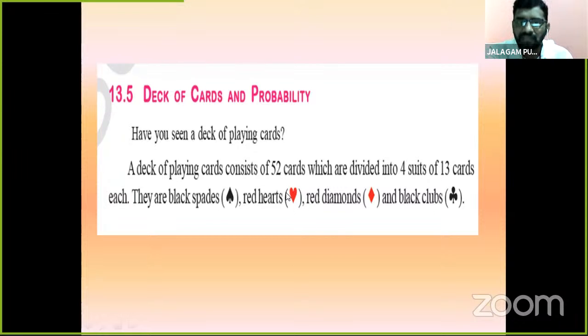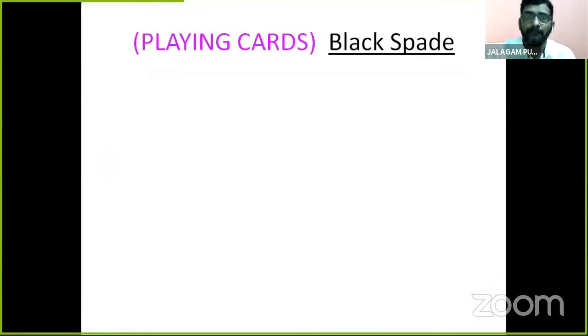Red hearts are also 13 cards, red in color. Red diamond, this is a red diamond. These are also 13 cards. And black club. So the black shapes are totally 13 plus 13, 26. And the red colors, 13 plus 13, are also 26.